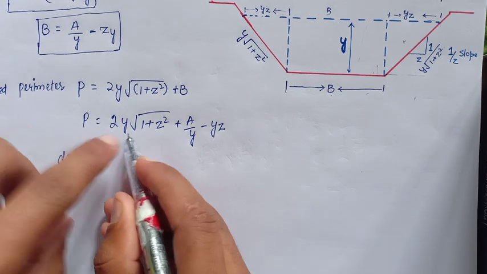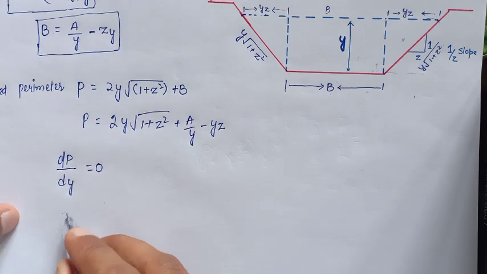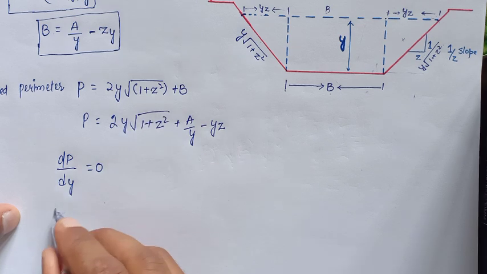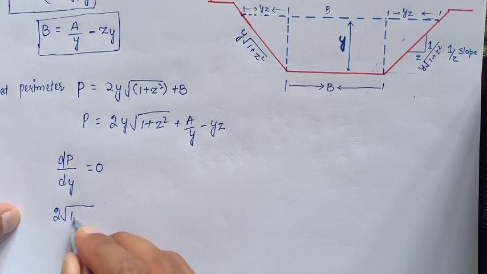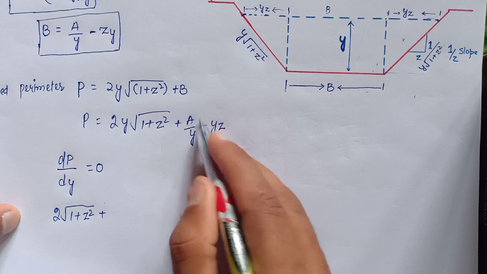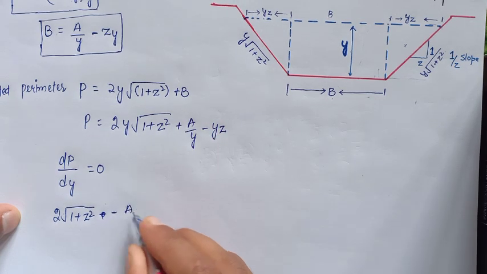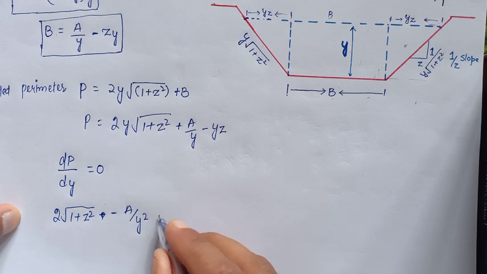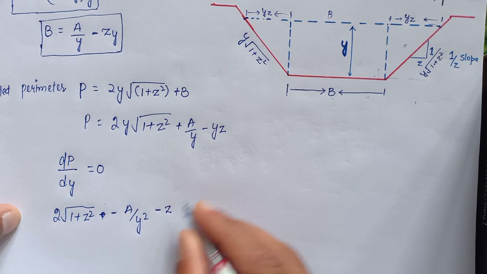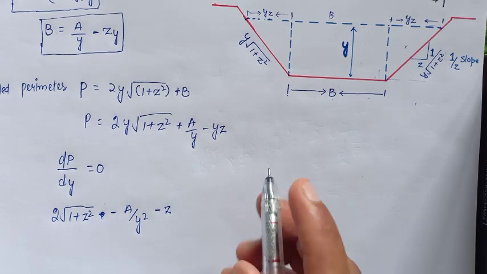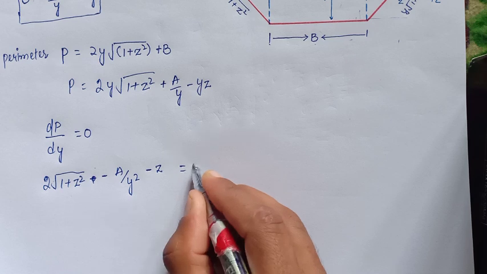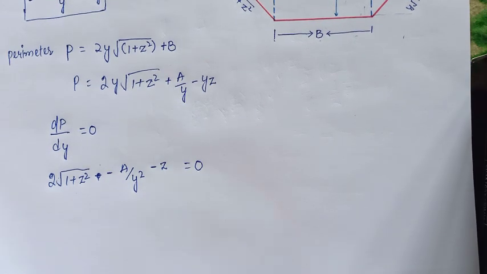So dp by dy will be, if we differentiate this, with respect to y: these are constants and the derivative of y is 1. So this will come out to be twice under root of 1 plus z square plus the derivative of a by y, which is minus a upon y square, minus the derivative of yz, where z is constant and the derivative of y is 1. So this is the derivative, and for the condition this must be equal to 0.